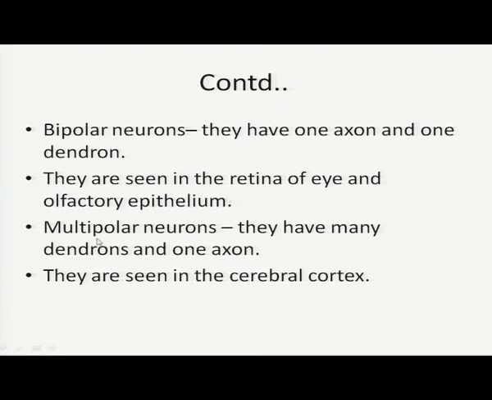Now, the third category is known as multipolar neurons. They have many dendrons and only one axon. In different directions the branches are originating, but the axon is only one, and they have so many dendrons, hence it is known as multipolar neurons. Where are they seen in the human body? They are mainly seen in the cerebral cortex.